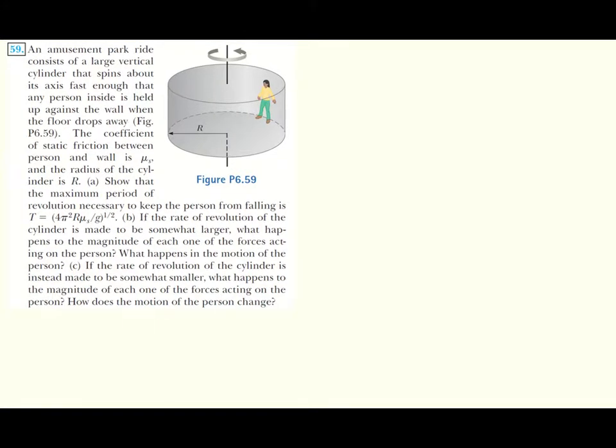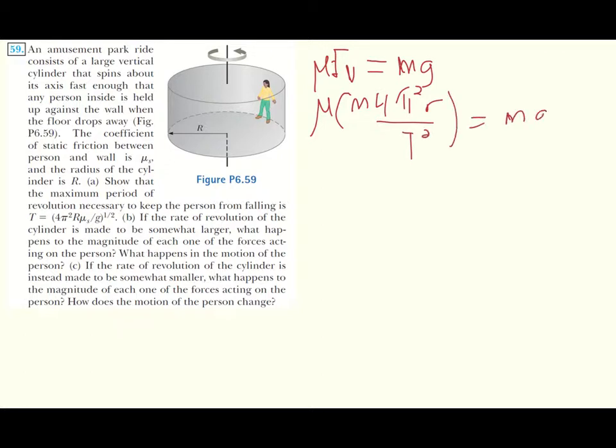We'll start by rewriting the vertical formula with mu times F of N in it. Mu F of N has to equal mg. I put it on the other side. We can replace F of N. We know that has to equal m 4 pi squared r over T squared, and that equals mg. Those m's divide out. I call this mu S because we know it's a static friction, and I want to keep those in there too.